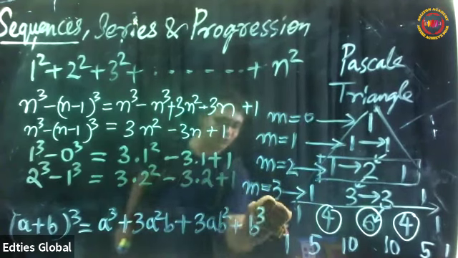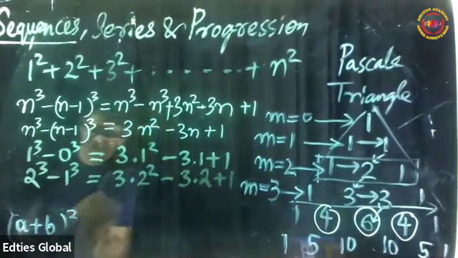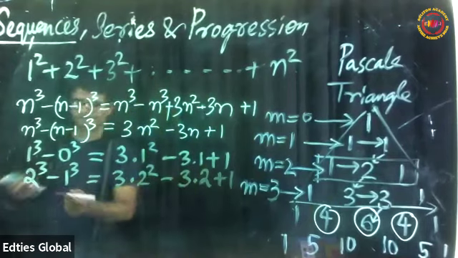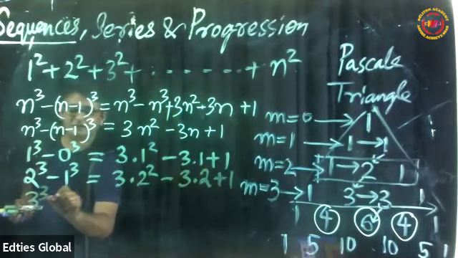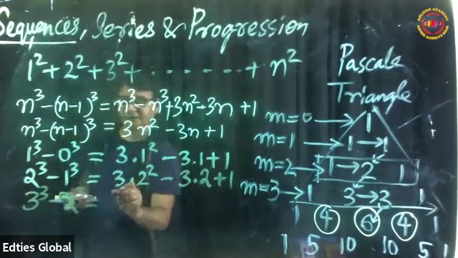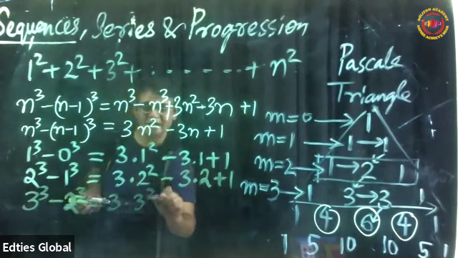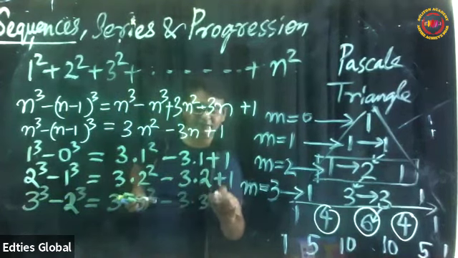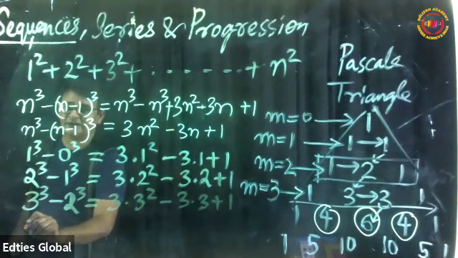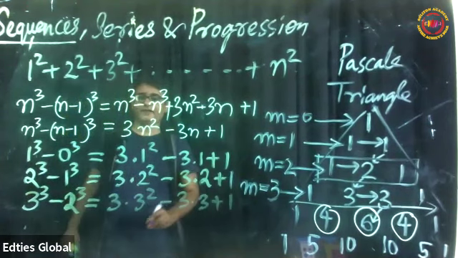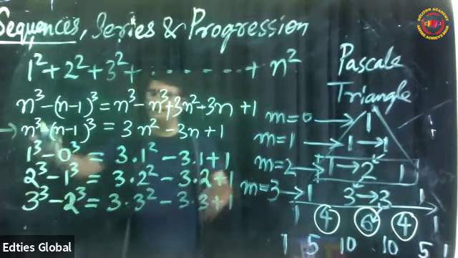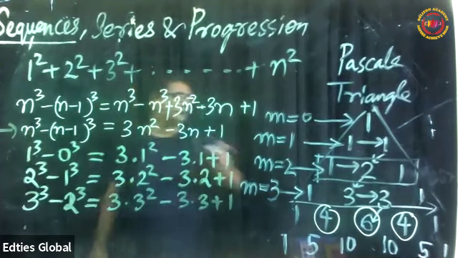Please do this thing in your copy, so at least see the first 3 terms. If I do it with the third, it's equal to 3 into 3 square minus 3 into 3 plus 1. Now, if I continue like this and do it for the nth term, my nth term will be this one. Do you all agree with this?